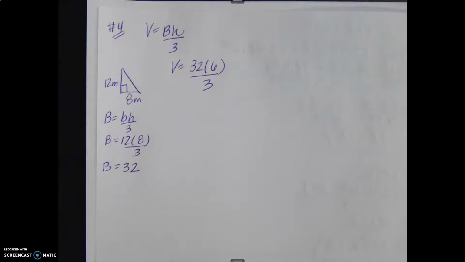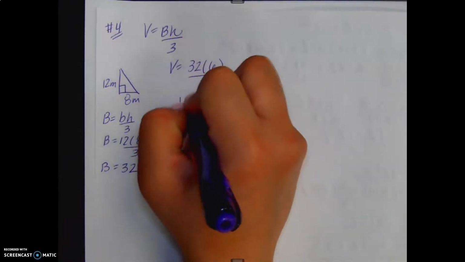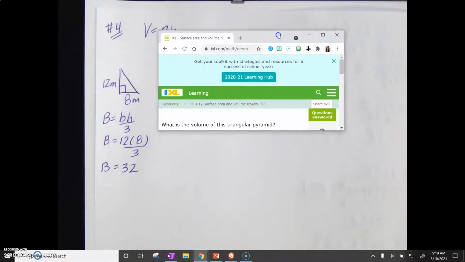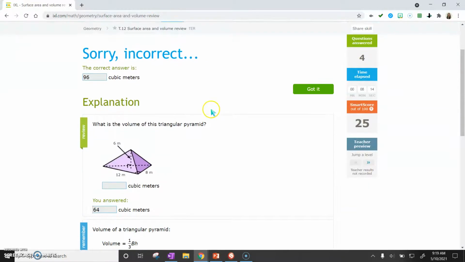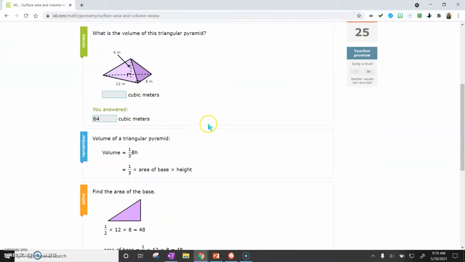All right, so I have to do 32 times 6. 192 divided by 3 is 64. So my volume is 64 even. All right, so 64 cubic meters. Uh-oh, we did something wrong here. Let's see, 1/3. Oops, I forgot to divide.